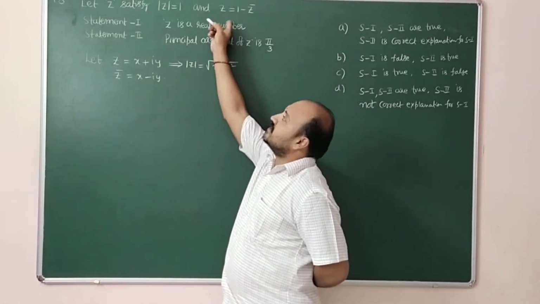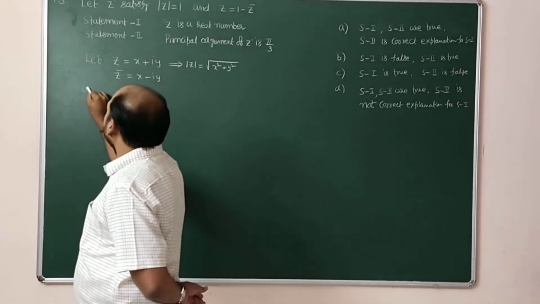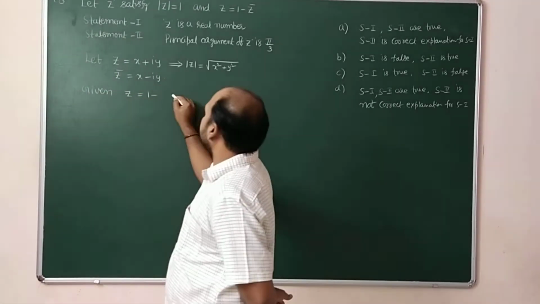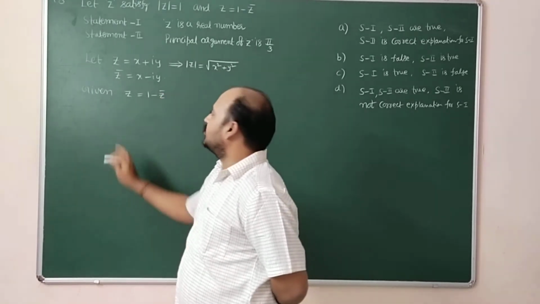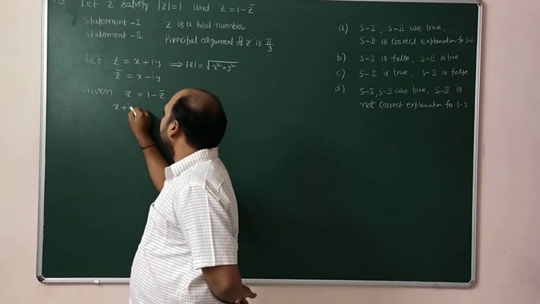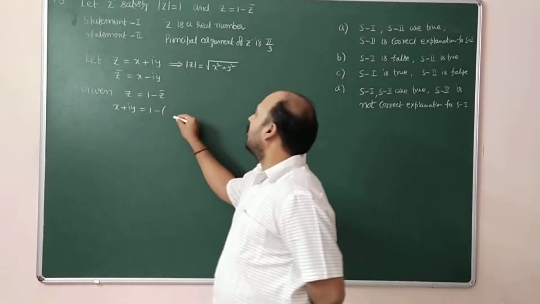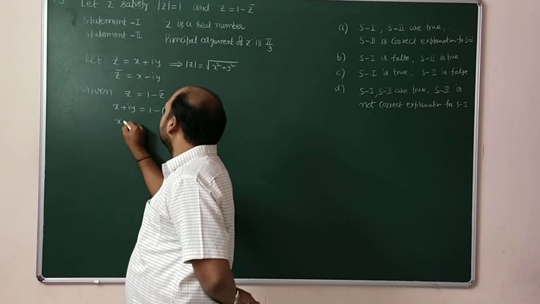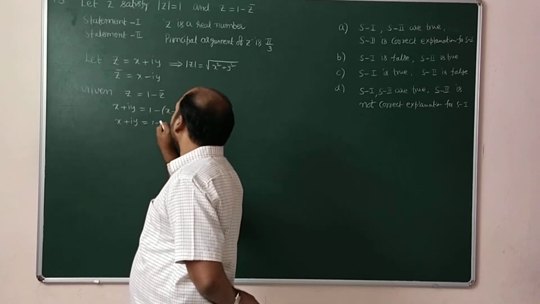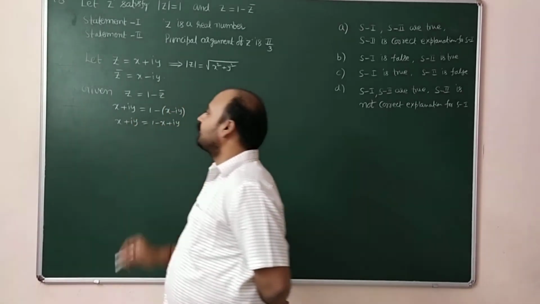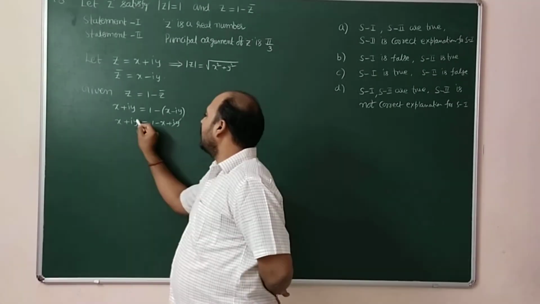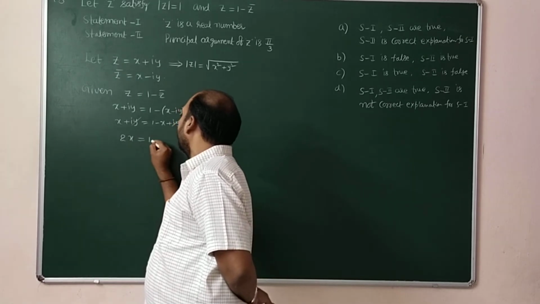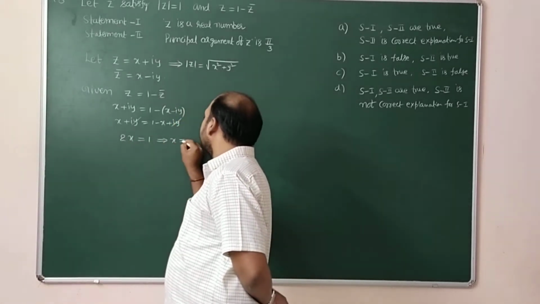Next, come to the condition, also given z is equal to 1 minus z bar. So z means x plus iy, and 1 minus z bar means 1 minus x plus iy. So x plus iy equals 1 minus x plus iy. Both sides iy get cancelled. Minus x we can take to this side. 2x is equal to 1. That implies that x is equal to 1 by 2.